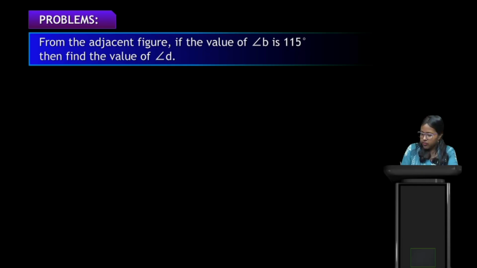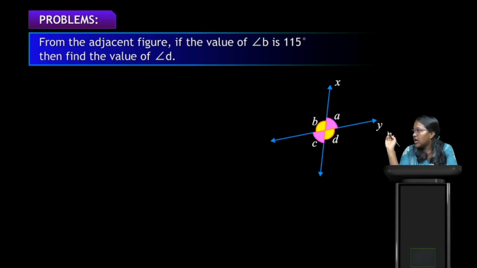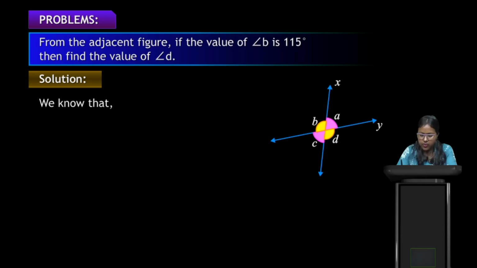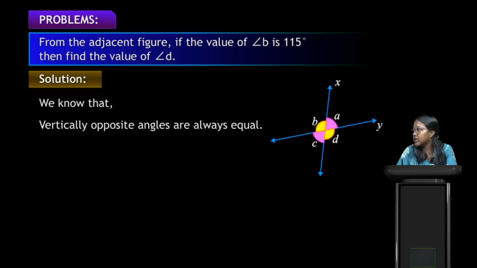Now from the adjacent figure, they are asking you, if the value of B is 115, can you find the value of D? Yes, all of us can do it, because what we can observe, angle B and D, what is the relation between them? Both of them are vertically opposite angles. So that means whatever the value of angle B, angle D value will also be the same. We know that vertically opposite angles are always equal. So as both of them are always equal, that means whatever the value of angle B, angle D also has the same value, 115. Yes.